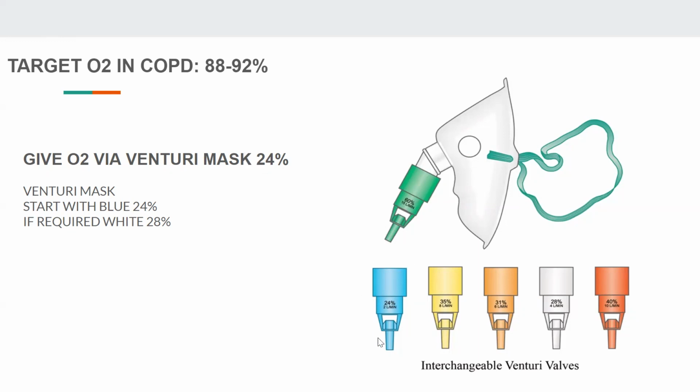So the blue one will come here. It shows that the oxygen is given at 24% and the flow rate will be 2 to 4 liters per minute. Okay, so you will start with the blue one, and when you go to the disability part and see oxygen is still low, we can change the blue with the white one. Okay, so if oxygen is low, we will give oxygen by venturi mask.